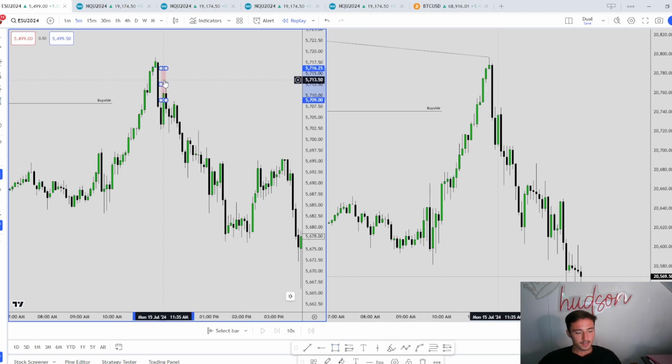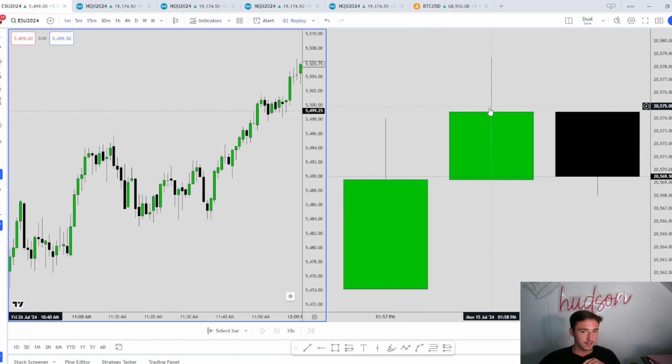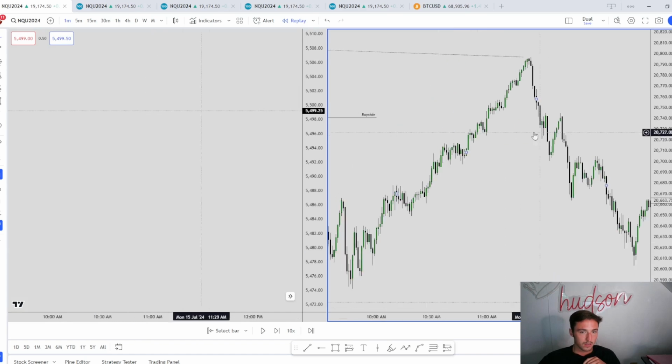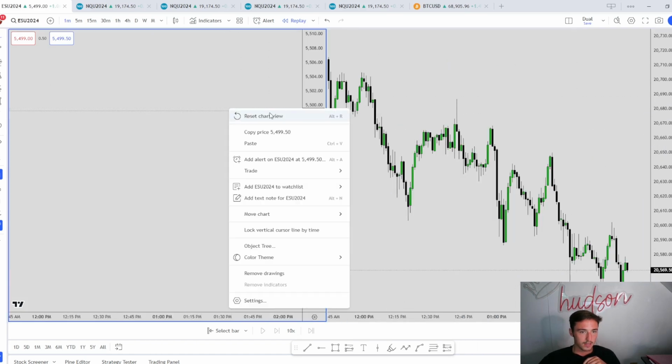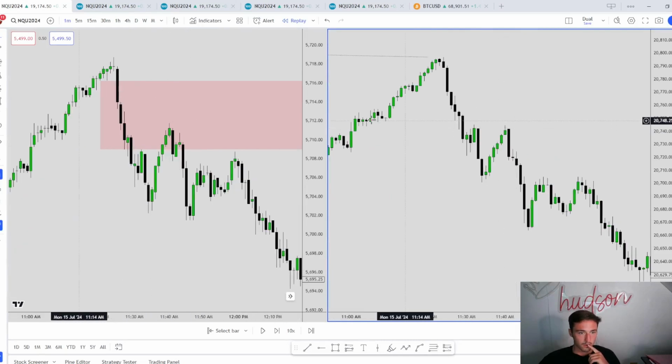Now right here is another form of SMT. Fair value gap gets tapped into on the ES. NQ does not tap it. What is that? It's a lower time frame SMT. We can go down to that 1 minute chart. Why is the ES being weird? So we can go down to that 1 minute chart.